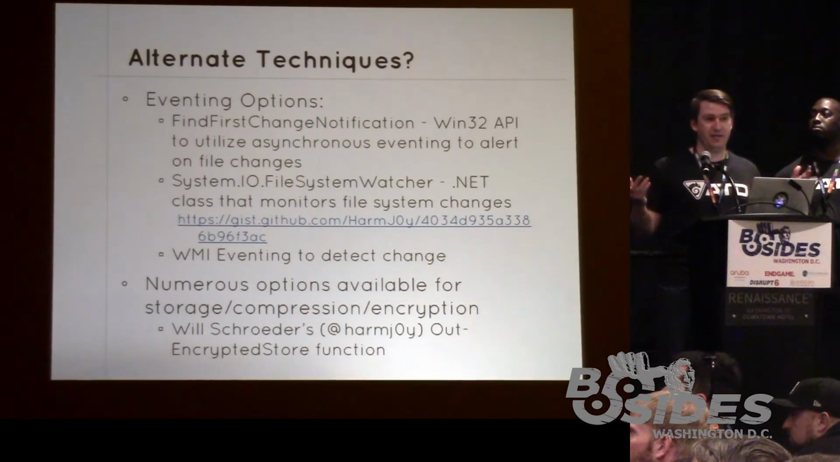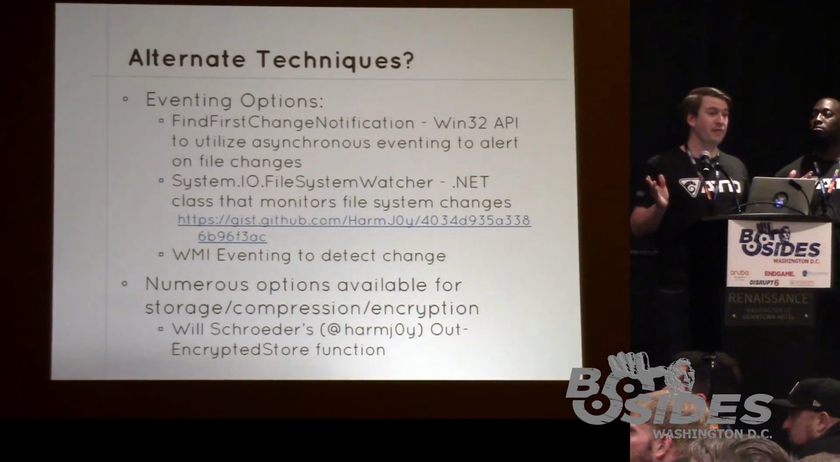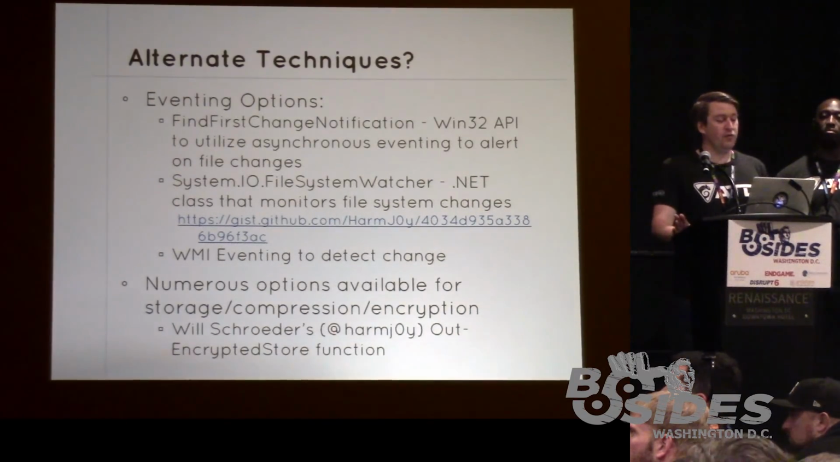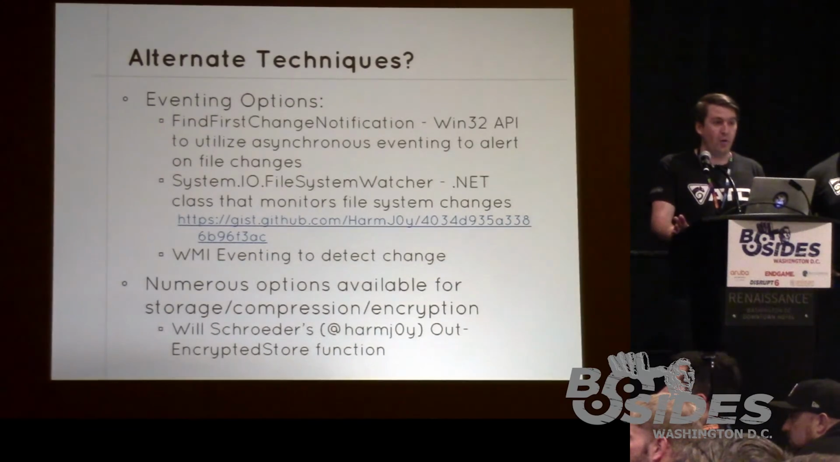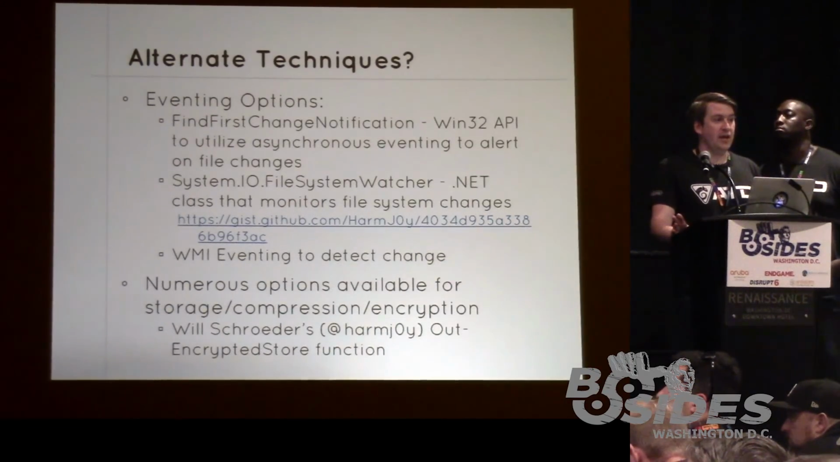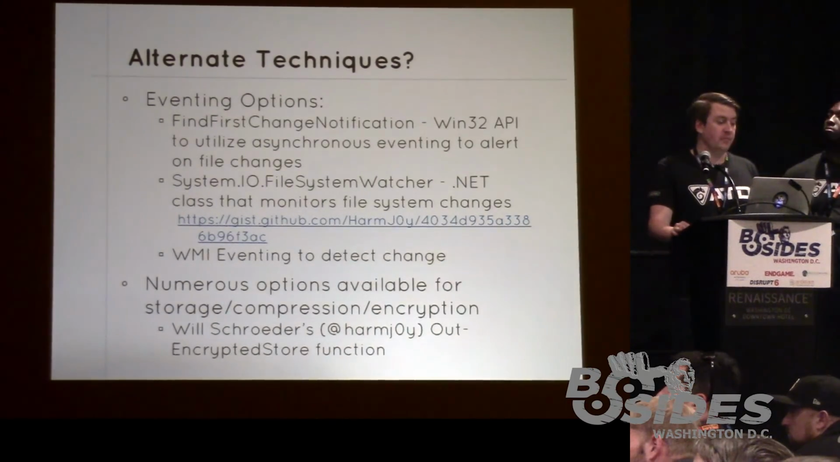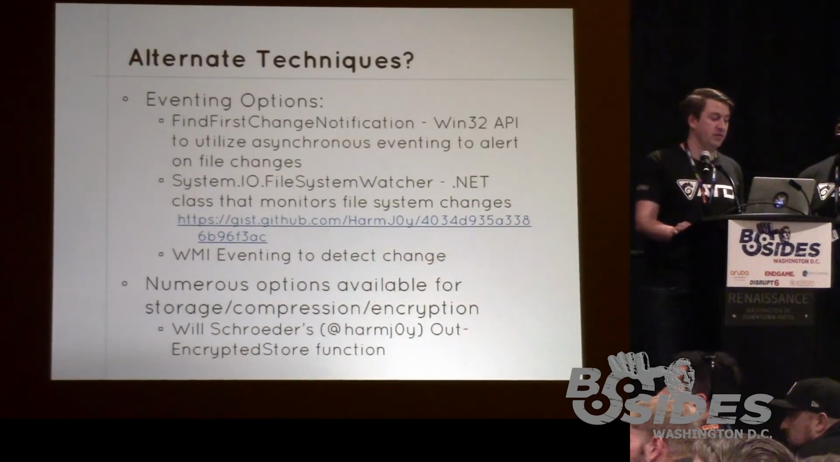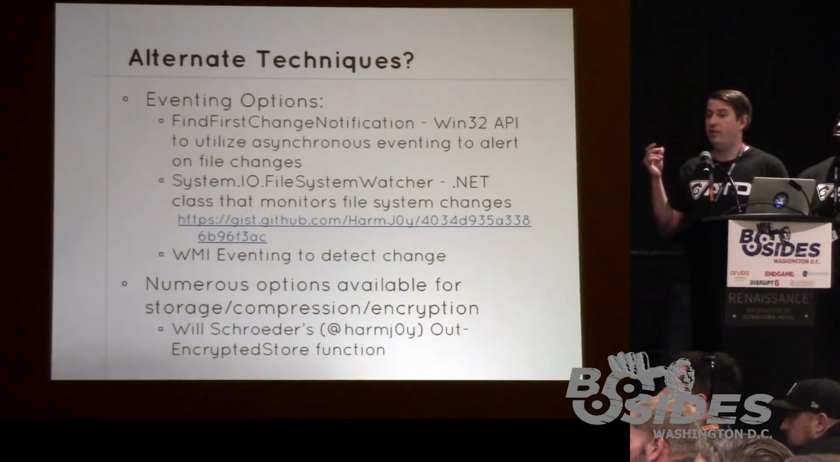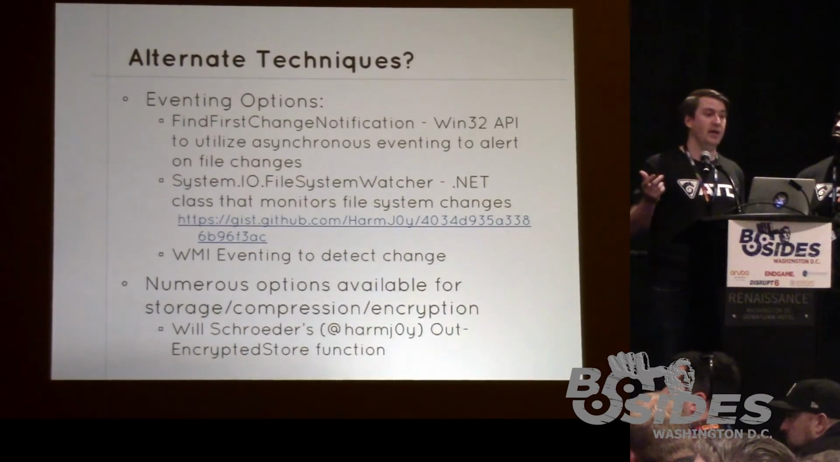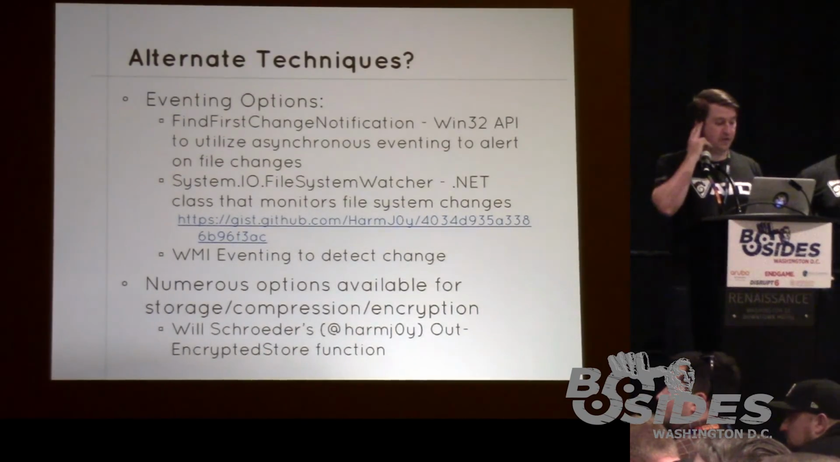There's this whole eventing thing built into Windows, which is made for this. There's the Win32 API, which exposes the FindFirstChangeNotification API call that allows you to set up asynchronous events to watch for stuff like this. Or in .NET, since we're cheating, we're using PowerShell, there's the System.IO FileSystemWatcher class, which will essentially monitor and fire some callback function every time there's a change in the file system in a specific location.